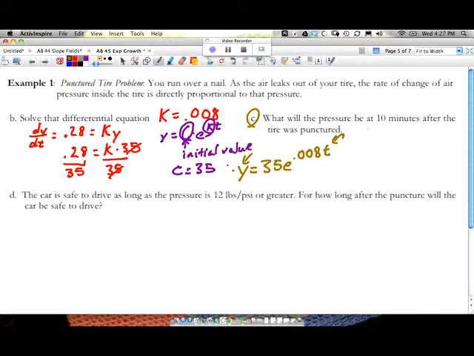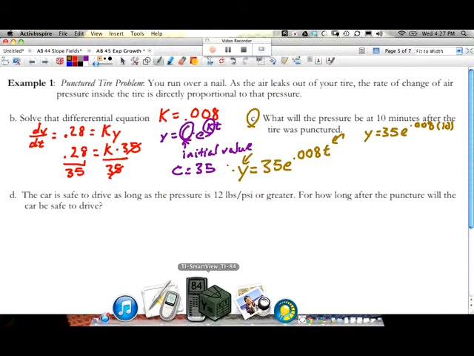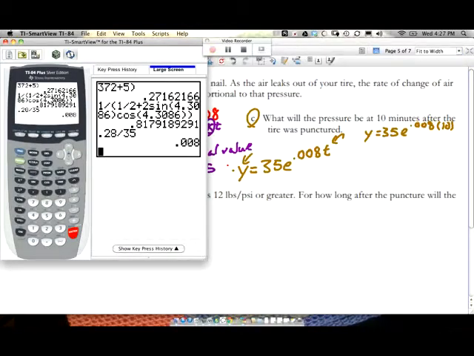So if I know that y equals 35 times e to the 0.008t, what would I do with that? Well, I would start by saying y equals 35 times e to the 0.008 times t, which is 10. I could calculate that because I have a calculator. So I'm going to do 35 times e. Well, e is right here above the division symbol, so I have to do second e to the, and then we have 0.008 times 10. Well, that was easy.